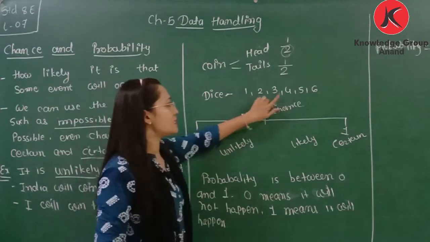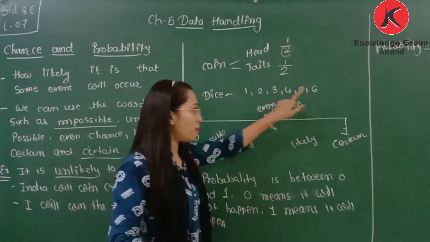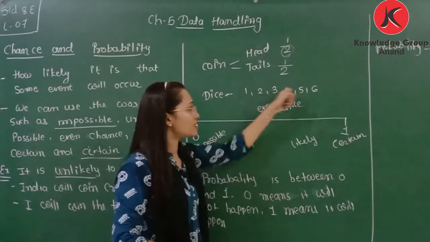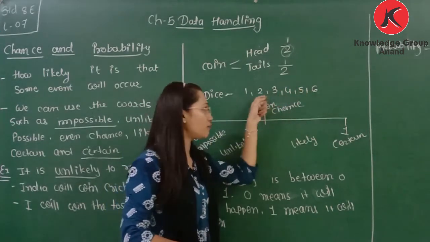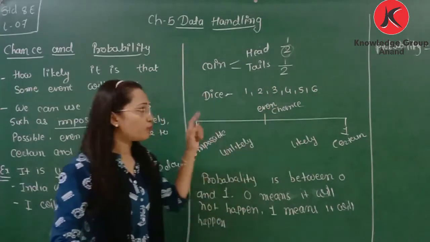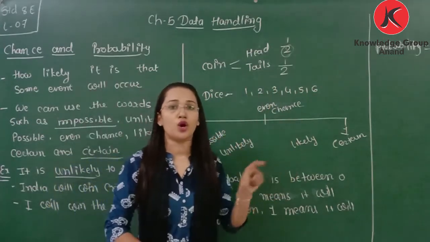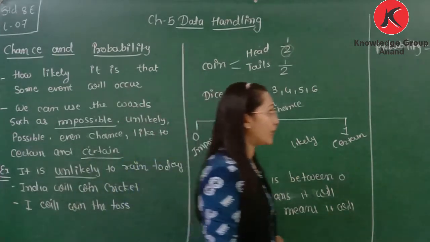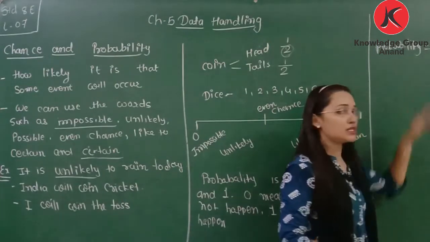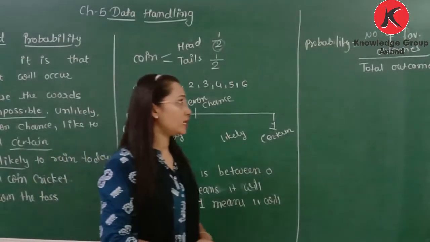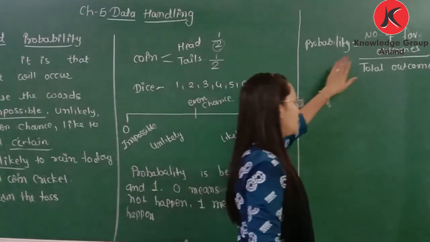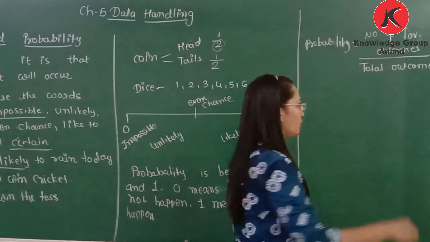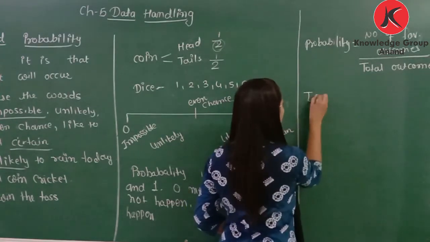Now you can see here there are 6 outcomes. Probability of having 2 is 1 by 6. Why? Because total 6 outcomes and from that only one side contains 2. So probability of having each number on a dice will be 1 by 6. Clear? Now, let's take an example. Probability is equal to number of favorable outcomes divided by total outcomes. So here the equation is written. Clear?